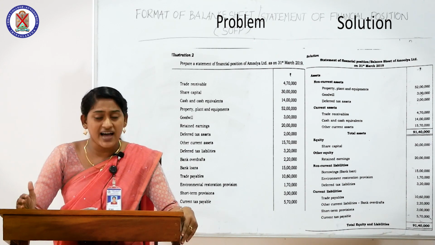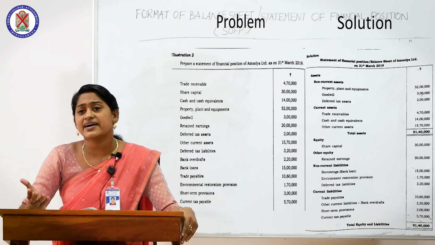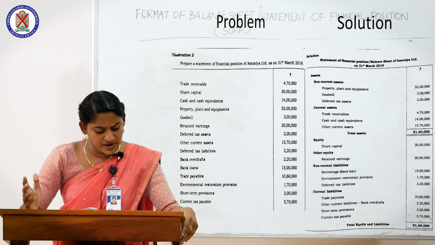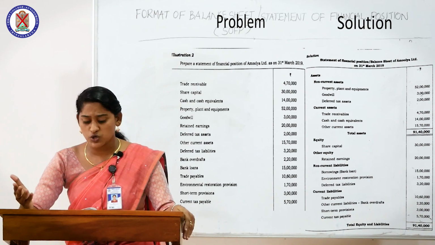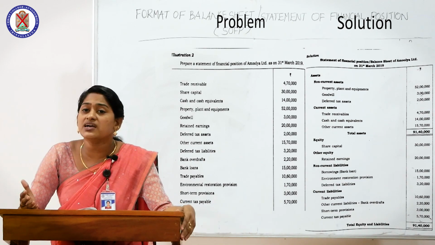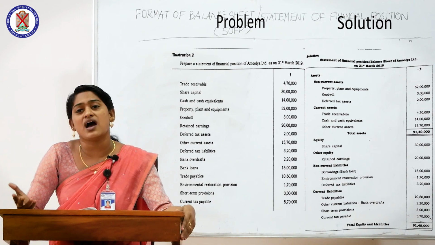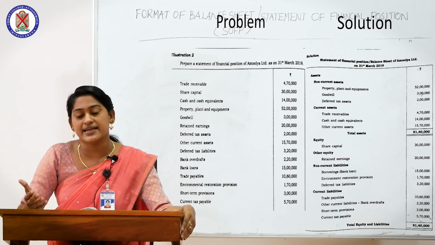Then the next one is other current assets. Other current assets are placed under the current assets. Then the next one, deferred tax liabilities, are the fixed liabilities. They are shown under the non-current liabilities. Then the next one, bank overdraft. It's a facility available to businessmen. It is shown under the head other current liability.